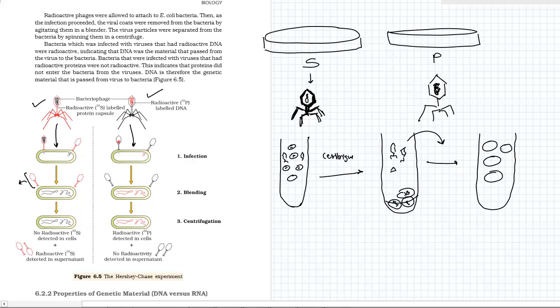We can discard the supernatant, and we can see in which particular fraction the radioactivity turned out to be. The radioactivity only remained in those bacteriophages in which the DNA was labeled. So hence we can conclude that DNA is the genetic material, not the protein.